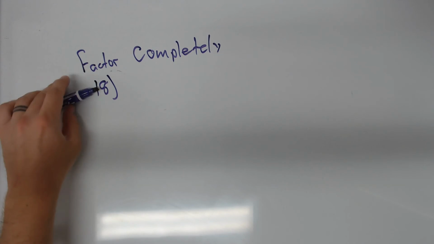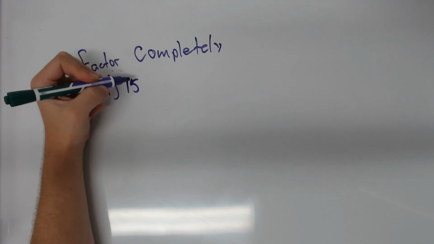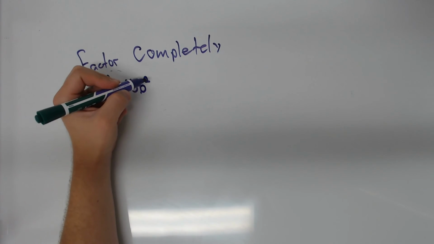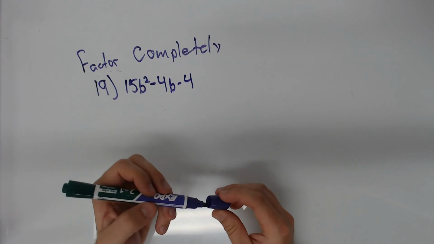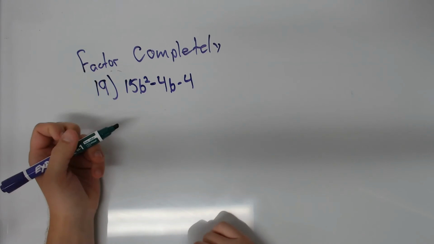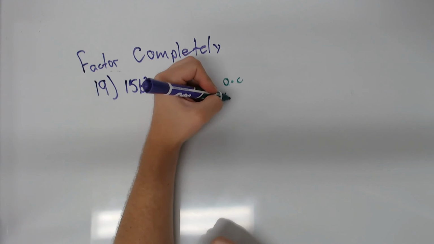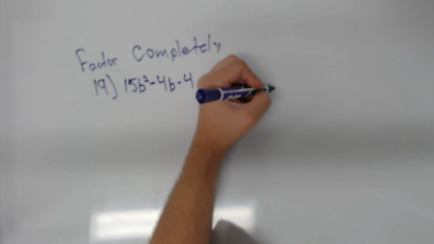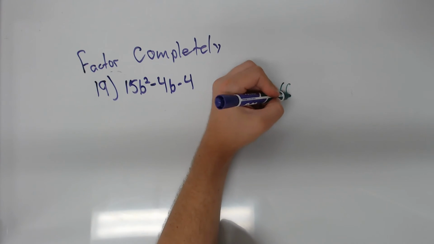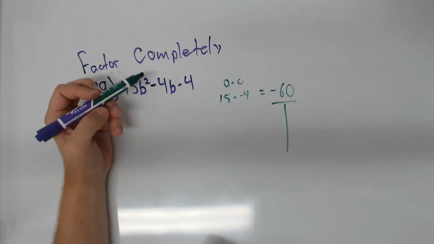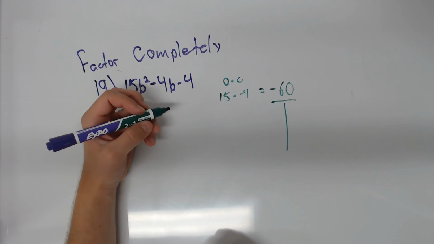So number 19 is going to be 15b squared minus 4b minus 4. There's nothing to factor out from the start, so I just have to jump straight into my factoring process. I do a times c, which is 15 times negative 4, and get negative 60. Not 16, 60. Said it out loud to myself and then wrote down the wrong thing. And my goal is to find something that adds up to negative 4. So my bigger number has to be the negatives.